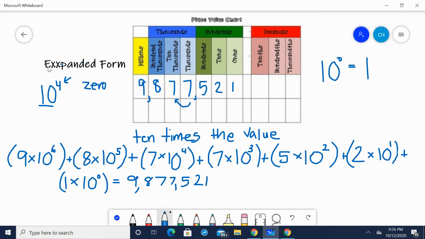Oh, I got a typo up here, you guys. We're going to cross that out. Everybody, my brain was moving a little bit faster than my fingers. So we got expanded form right there, and we're looking at that large number.